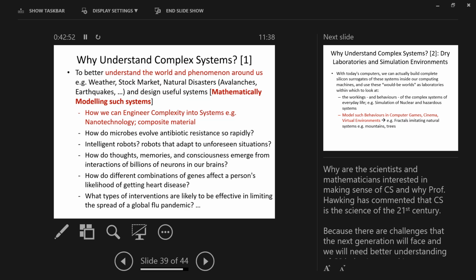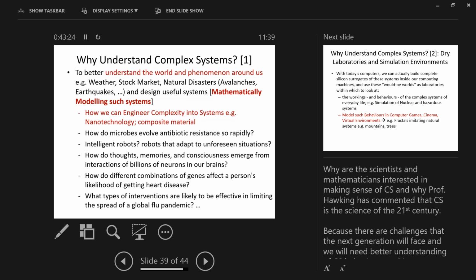Intelligent robots, an engineering application. My colleagues at my own university are using such behaviors to design robotic applications for medical use as well. How do thoughts, memories, and consciousness emerge from interaction of billions of neurons in our brain? It's an open question. How do different combinations of genes affect a person's likelihood of getting heart disease?